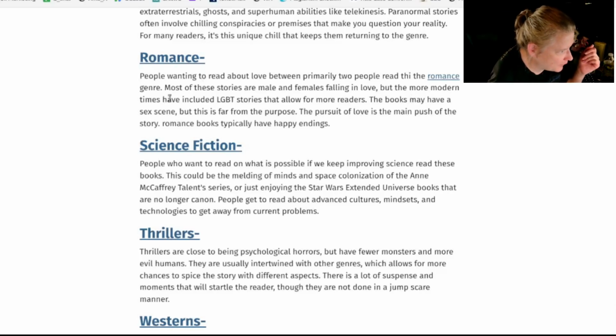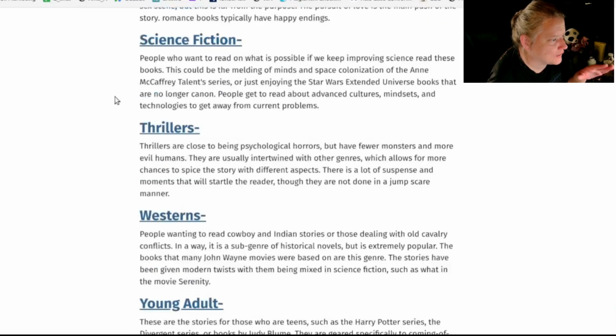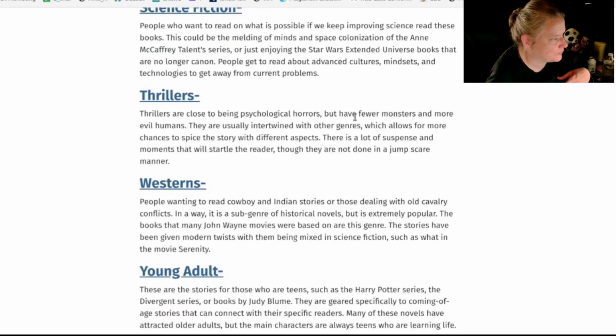Science fiction. People who want to read on what is possible if we keep improving science read these books. These could be the melding of minds and space colonization of the Anne McCaffrey Talent series, or Star Wars or Star Trek. People get to read about advanced cultures, mindsets, and technologies to get away from current problems.